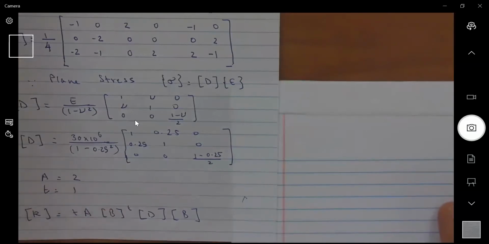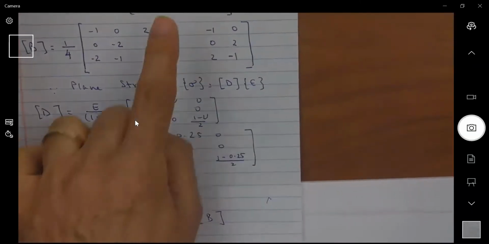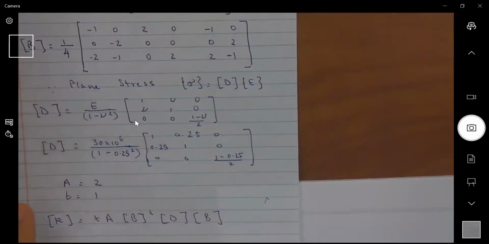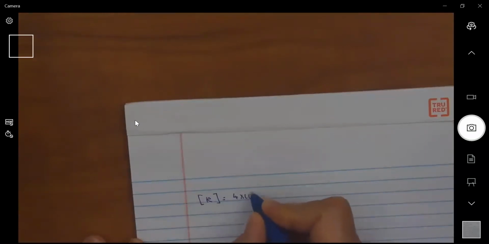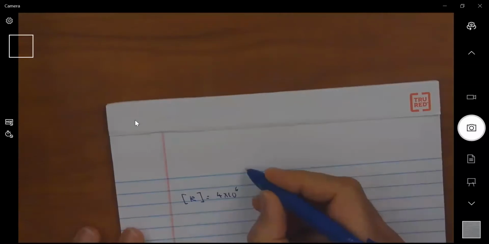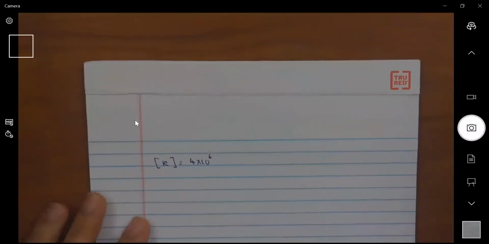Now this can be easily done using matrix manipulation on a computer, right? So we can find K, since I have B, I have D, and I have T and A. If you do the math, you're going to find K to be equal to 4 times 10 to the power 6, multiplied by, and remember, K is a 6 by 6.